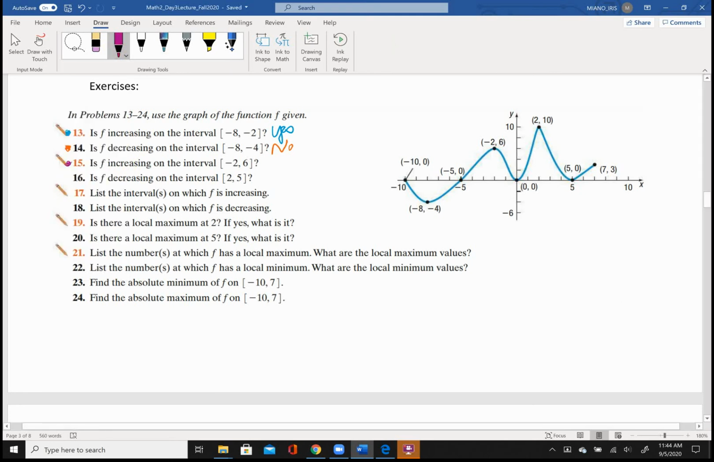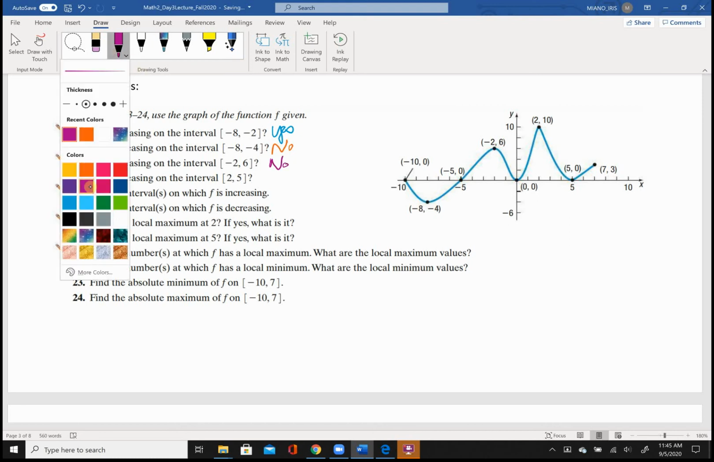Number 15. Is f increasing on the interval from -2 to 6? Okay, here's -2, and then we are going to go down. So yes, I'm decreasing, but wait, I'm only at 0 here, and I'm supposed to travel all the way to 6. So I'm decreasing here, but then I'm increasing again, decreasing again, and then increasing a little bit more. So would you say that I was decreasing on that interval during some of it, but not on the entire interval? So we would say no.